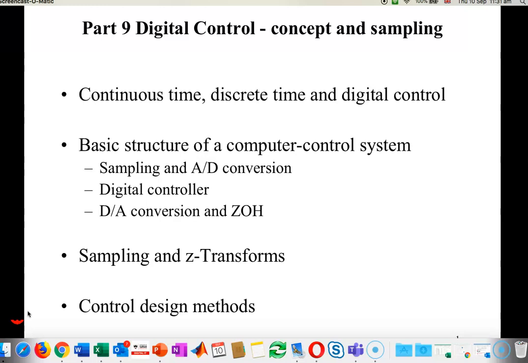In the next few sessions, I'm going to first introduce the basic structure of a computer control system, or digital control. Then we're going to talk about how to process the sampling and Z transforms, which is really the mathematical way of dealing with discrete or digital control systems. It's very similar to the Laplace transform, but in discrete time or in the digital domain. And then we're going to look at some control design methods.